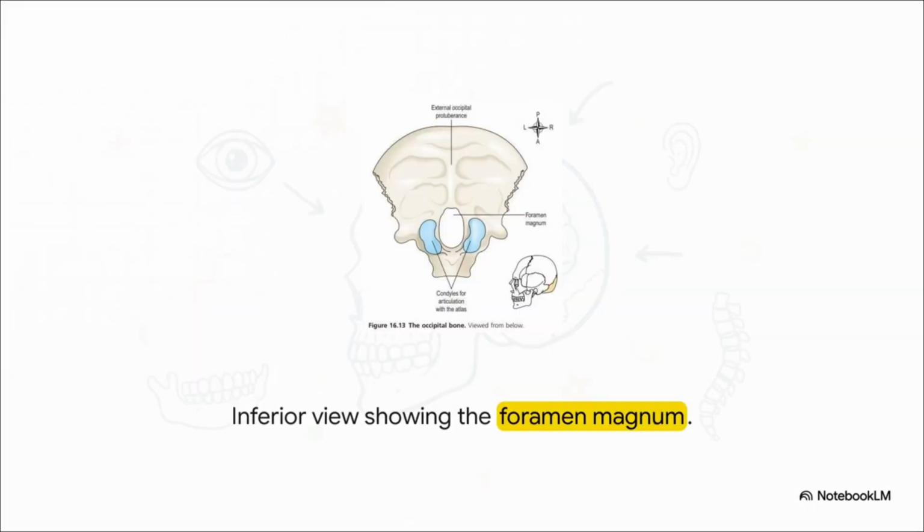If we flip things over and look at the base of the occipital bone, your eyes should immediately go to that massive opening right in the center. That's the foramen magnum, literally the great hole. It's exactly where your spinal cord exits the brain and travels down into the cervical spine. And right flanking it are those articular condyles we just talked about, which let you do that yes-nodding motion.